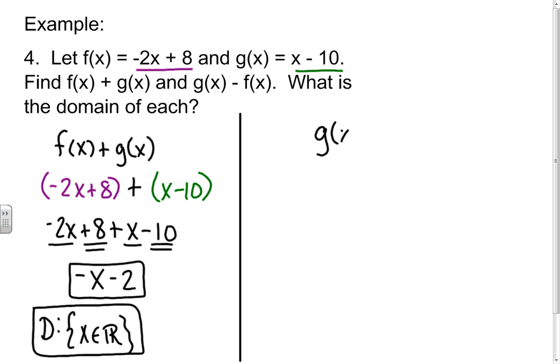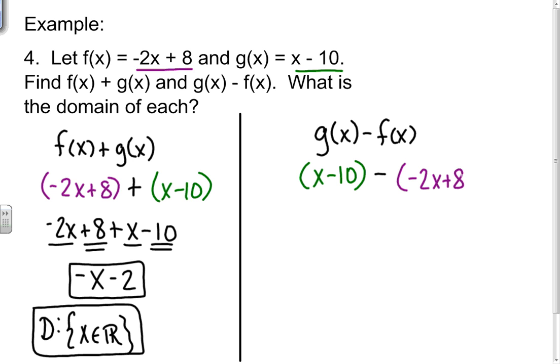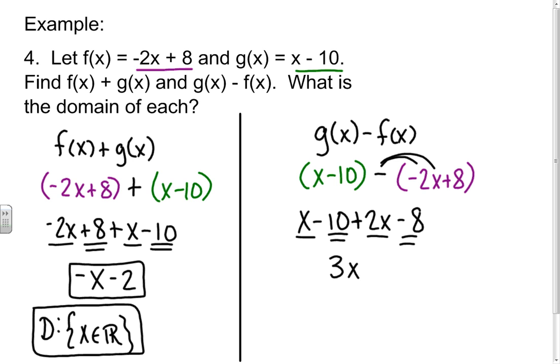Be really careful with the second one. This one says g of x minus f of x. And when it comes to subtraction, order matters a lot. So I'm going to put the g function first this time, which is new, and then the f function, negative 2x plus 8, second. First thing I'm going to do is distribute the negative. I get x minus 10 plus 2x minus 8. Combining like terms gives me 3x minus 18.